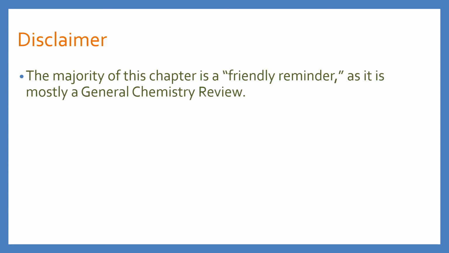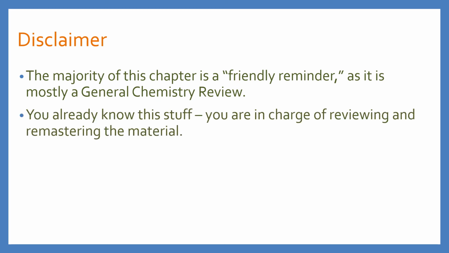So, a disclaimer about this chapter. The majority of this chapter is a so-called friendly reminder. It's largely a general chemistry review. So there's nothing in chapter 1 that you have not seen before, except perhaps line bond structures. That is the only new piece of information that you are going to get in this chapter. And therefore, you are responsible for this information. If you see something in this chapter that you don't know, you are responsible for reviewing it.